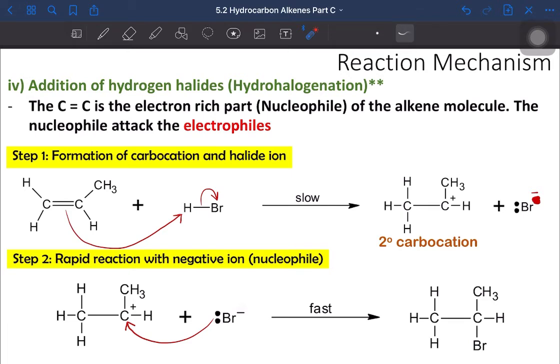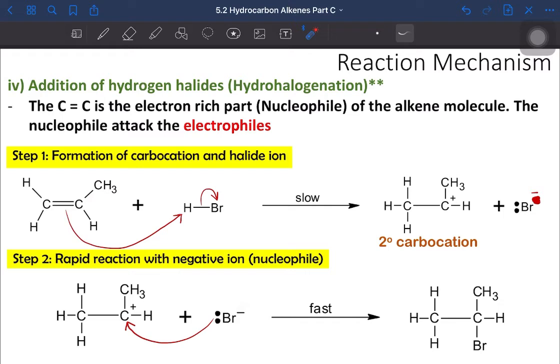poor electron. Okay, so this carbon-carbon double bond will attack this electrophile, hydrogen. Okay, so bila dia attack this hydrogen, the single bond between H and Br will be heterolytically broken. Okay, so both of the electrons will be transferred to bromine to form bromide ion. And now the question is, when this carbon-carbon double bond attacks this hydrogen, where will the hydrogen be bonded to? This carbon or this carbon?